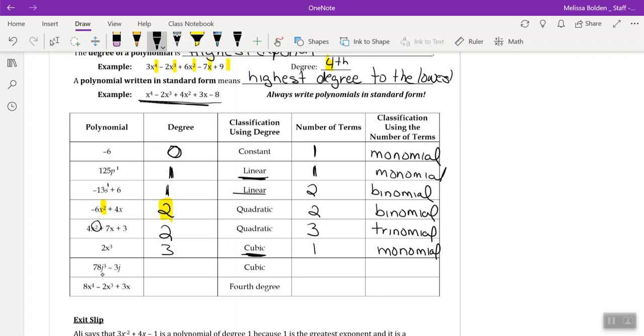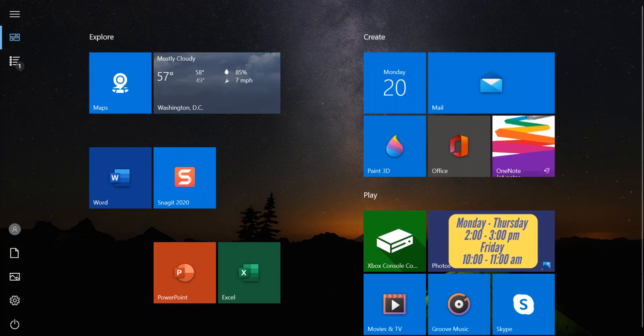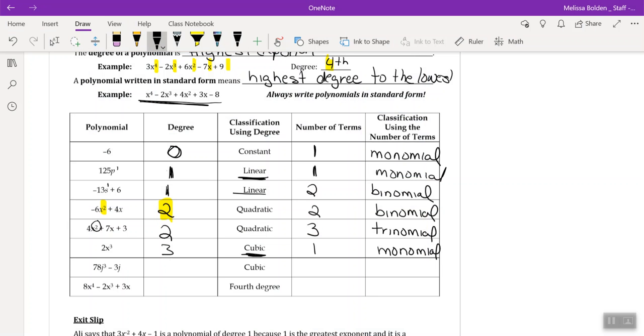And this one, the highest degree, again, is 3, so it's cubic. And it has 2 terms, so it's a binomial. And finally, we have a fourth degree. The highest degree is 4. We can also call this a quartic. And the number of terms in this case is 3, so it's a trinomial.